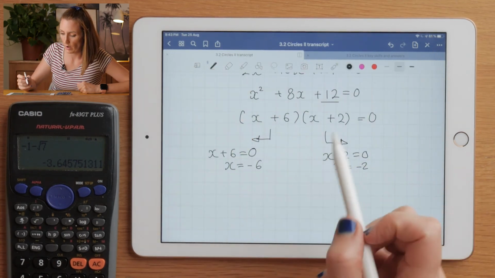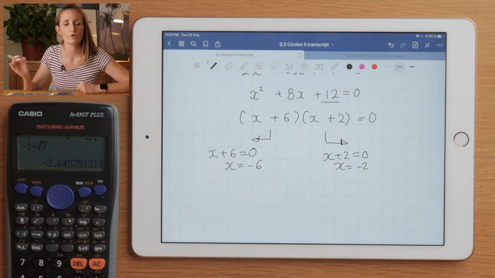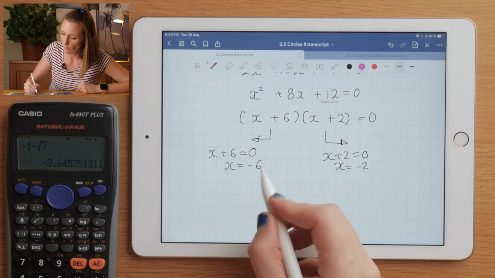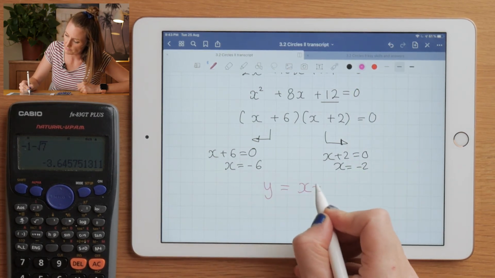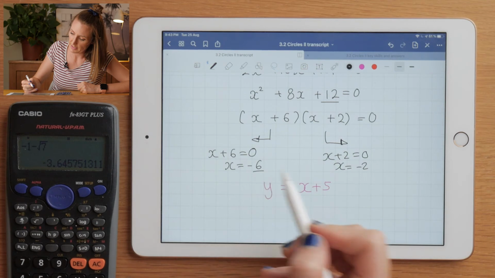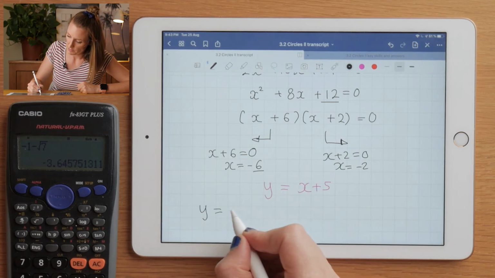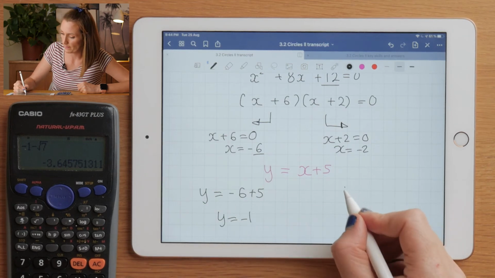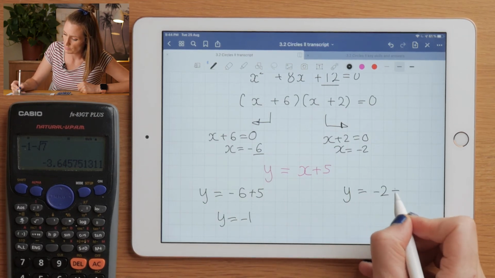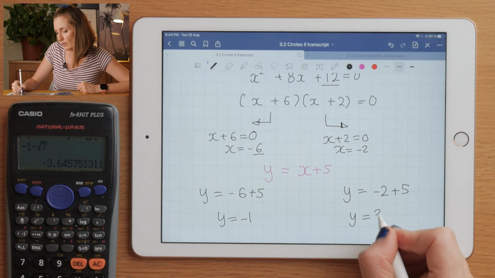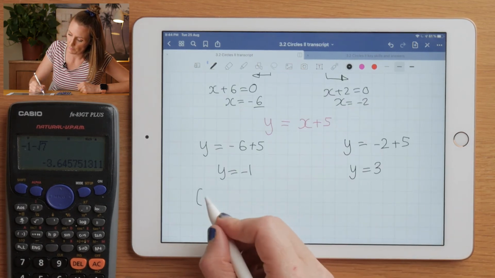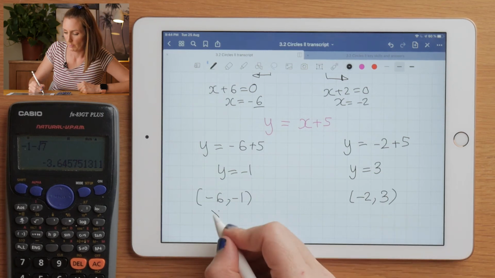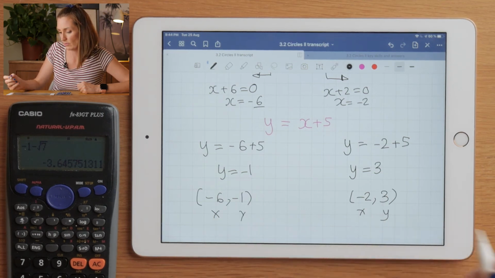I need to find the y values too, because the question asked for coordinates, not only for x values. So I go back to my y equation, which was x plus 5, and I just plug in the x's. So y equals minus 6 plus 5, y equals minus 1, and y equals minus 2 plus 5, y equals 3. So the two coordinates would be minus 6, minus 1 and minus 2, comma 3. Make sure you always get your x and the y the right way around.